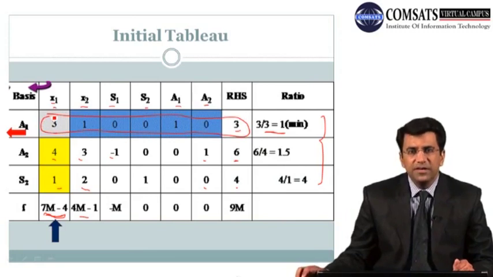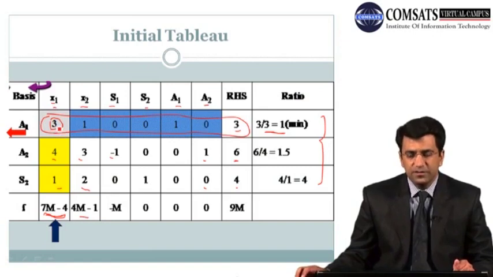So we have identified our pivot column, we have identified our pivot row. Now we have to identify the pivot number. Now you can see that this is the cell where our pivot row and pivot column are intersecting with each other. This is actually the value of the pivot number. So in this particular case, the value of the pivot number will be equal to 3.